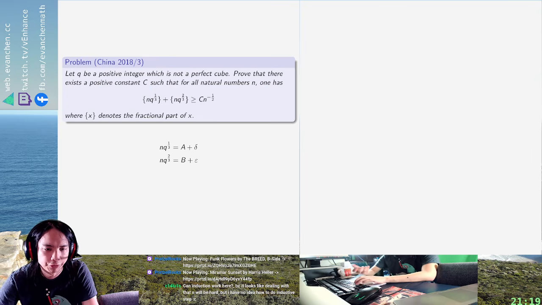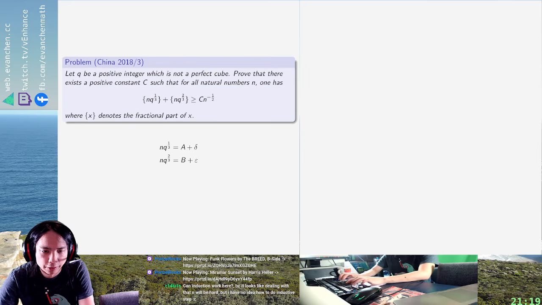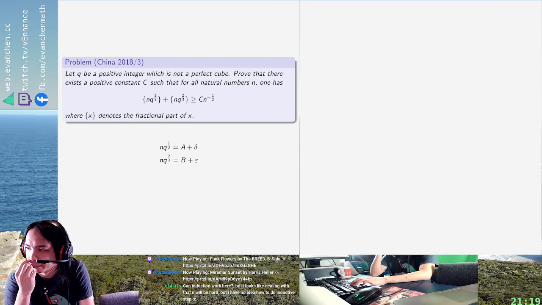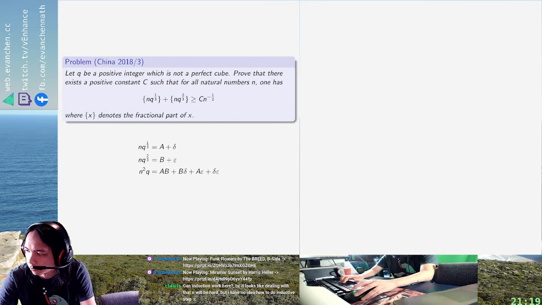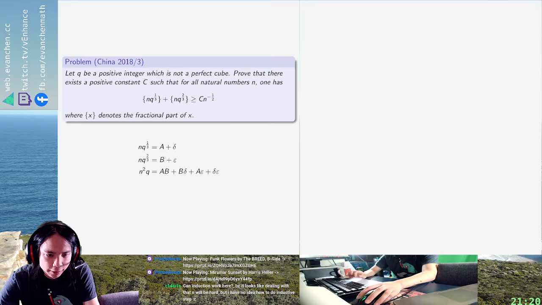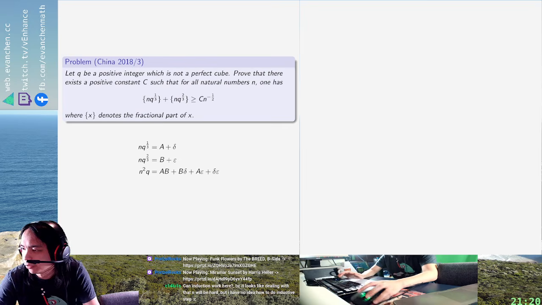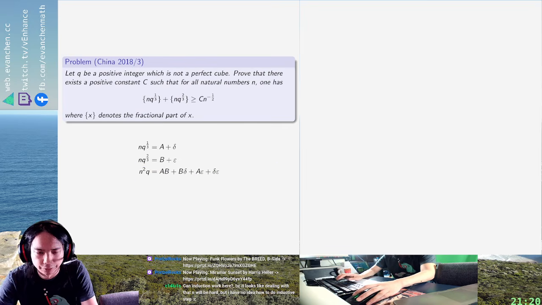So we're just going to multiply these straight together, and then it tells us that n squared q, which is integral, is the product: ab plus b delta plus a epsilon plus delta epsilon. The idea is that because a and b are both integers, we don't care about them, but epsilon and delta are both pretty small. And the other is the other thing I was trying to do earlier, where I had b plus epsilon. I probably need this relation, because I have to use the fact that the cube is an integer. Otherwise, I don't think the problem is ever going to be true.